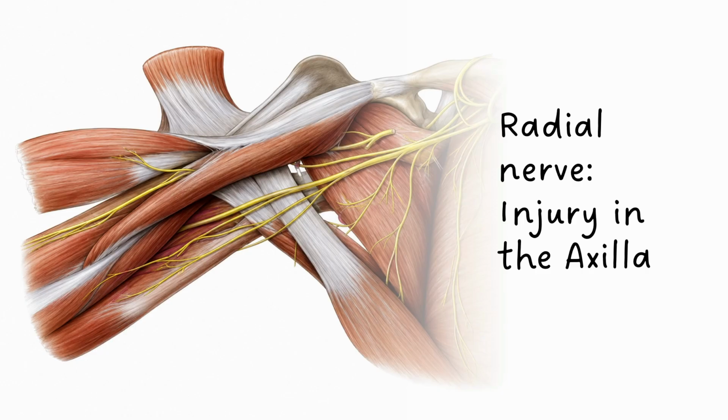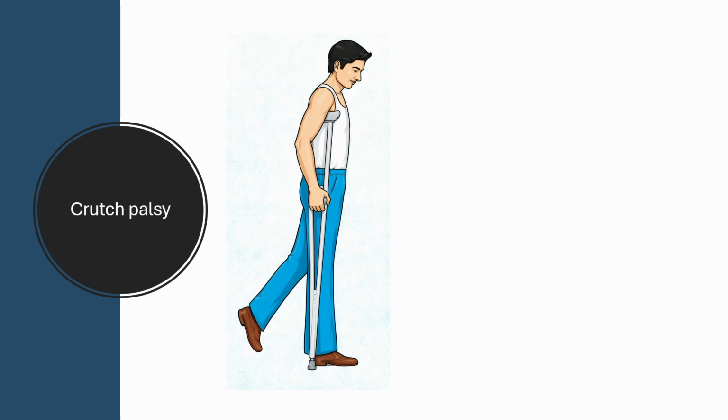The first possible site of radial nerve injury is the axilla, classically from crutch pressure or a dislocated shoulder. Because the injury is higher, before any branches are given off, the patient loses everything the radial nerve supplies. Let's look at the characteristic clinical features we see in crutch palsy.